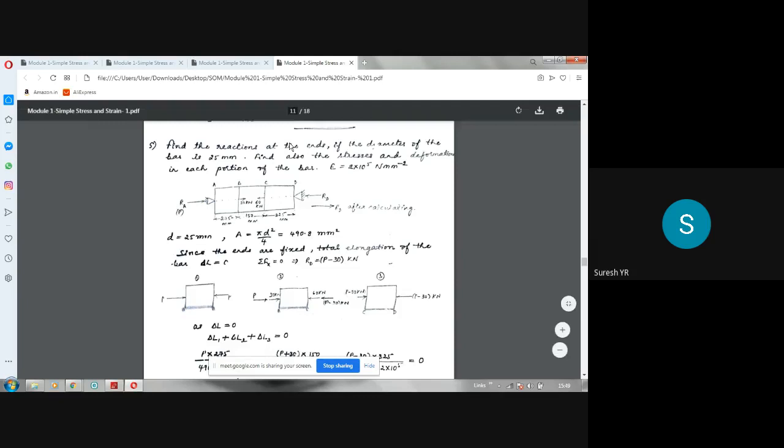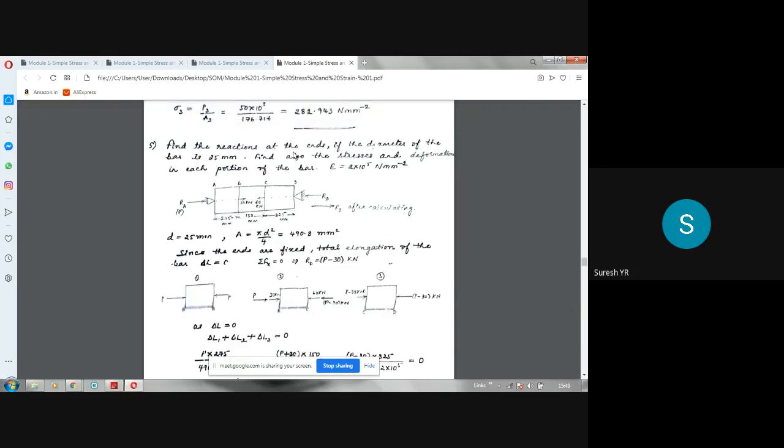So in the other problems, it is free. There is no support there. So that is why it can elongate or contract. But here, it cannot elongate, it cannot contract. So 275 mm length, 150 mm length, 325 mm length, 30 kilonewton, 60 kilonewton. So in this problem, find the reactions. So we have to find the reactions here.